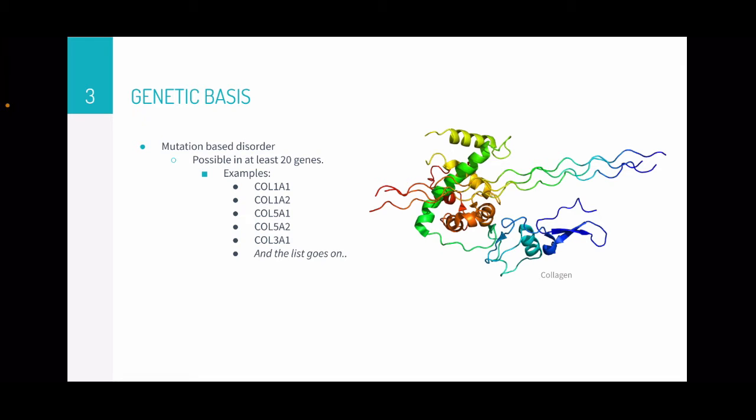The examples that I've given are type 1 collagen, alpha 1 chain, type 1 collagen with the alpha 2 chain, type 5 collagen with the alpha 1 chain, and so on. So the list goes on. There are several genes that can be affected by this mutation. So those are the ones that I listed here. But I did want to point out that there are cases where the underlying genetic cause can be unknown.